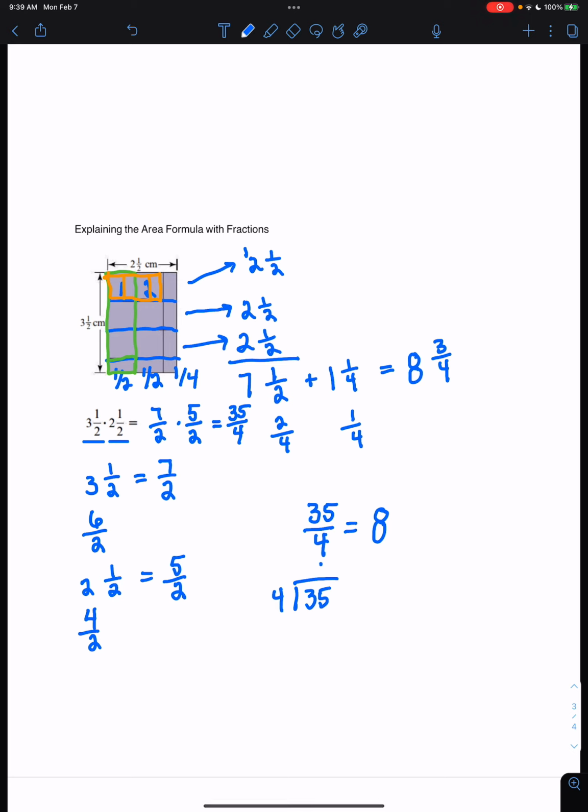8 times 4 is 32. And look, we have 3 left over. 3 fourths left over. So whether you do it in the algorithm or whether you think about the pieces, hopefully this helps you to see how the area formula works a little bit better with fractions.